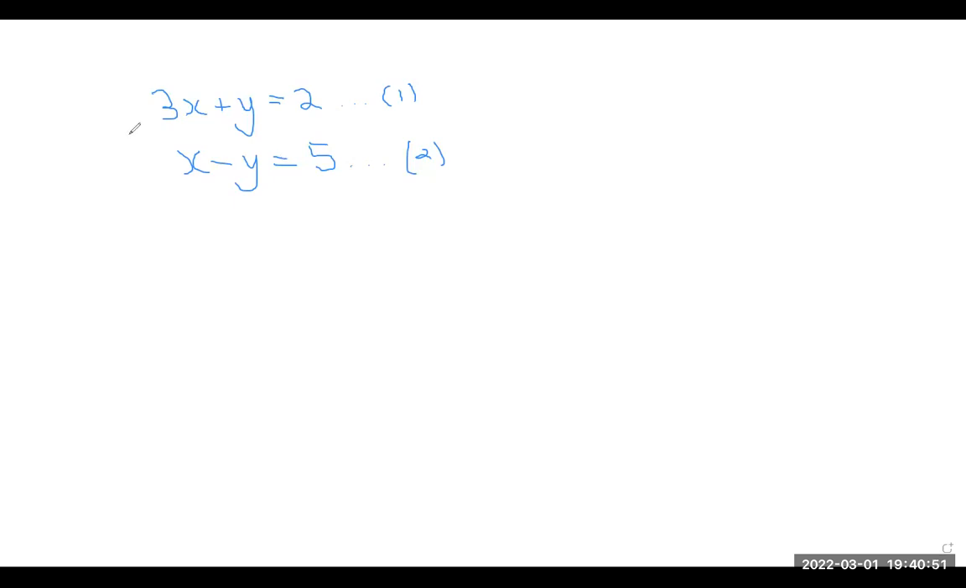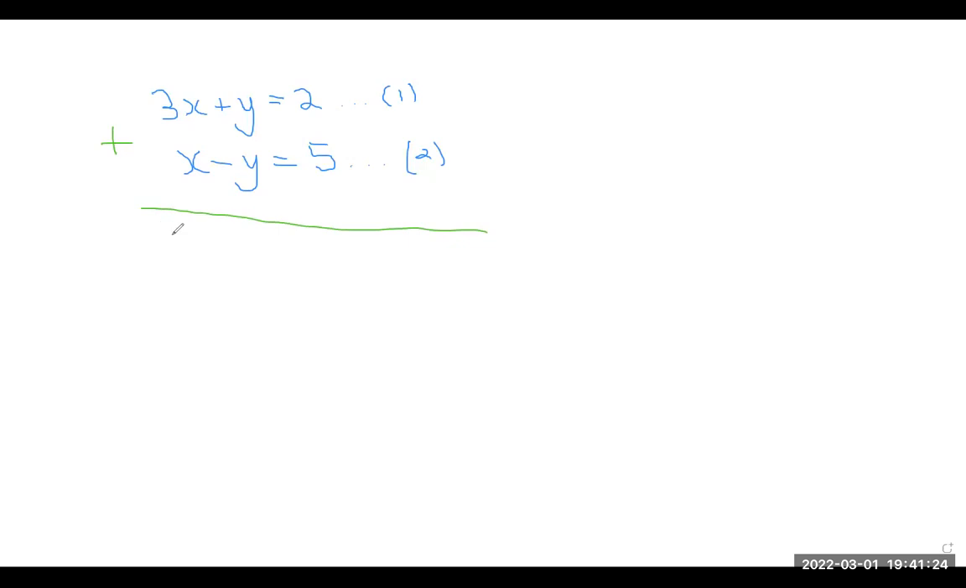So let's say I wanted to eliminate the y's. So I chose to eliminate the y's from both equations. What do I have to do to eliminate the y's? I would have to add in this case, because positive y plus negative y is going to give me 0. Hence, the y's cancel, right? And that's the whole purpose of this elimination process. So I'm adding these two equations.